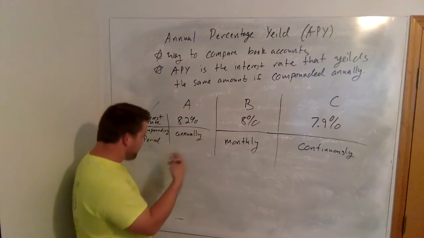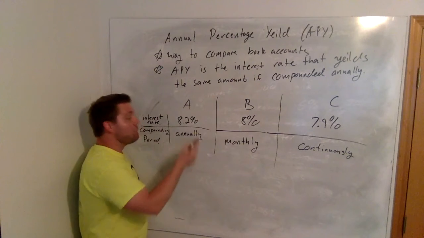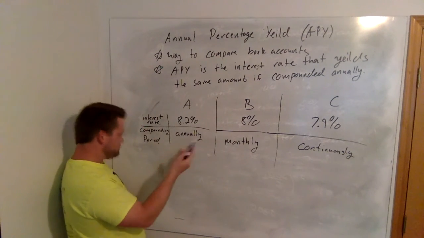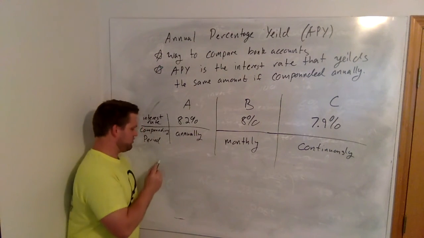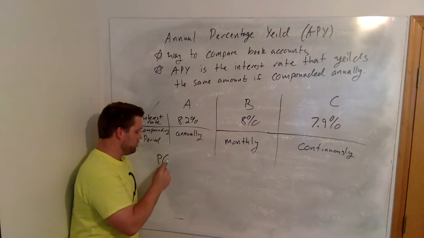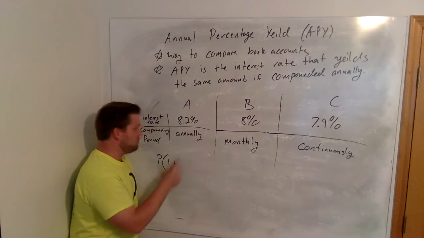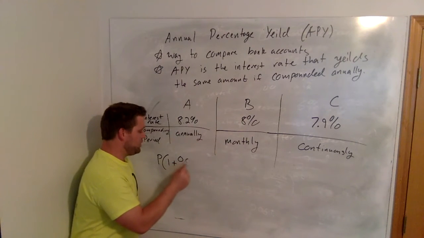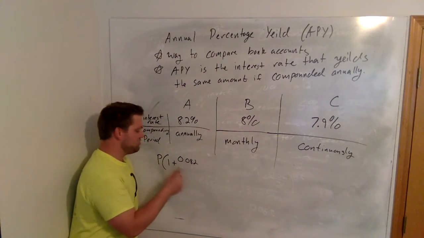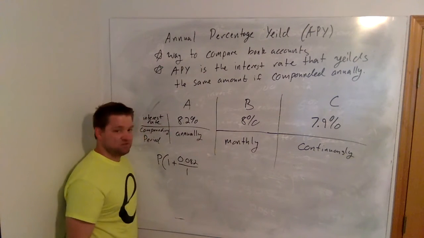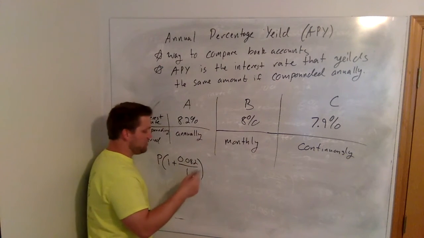Okay, so for this one right here, since we're already compounding annually, let's write this up. You'd put a certain number into your bank account, the principal. Okay, and what would you set up here? Well, you'd have 100% of your money and you'd be adding 0.082. This is the interest rate, but you'd only be cutting this into one piece, compounding once per year, or just t.